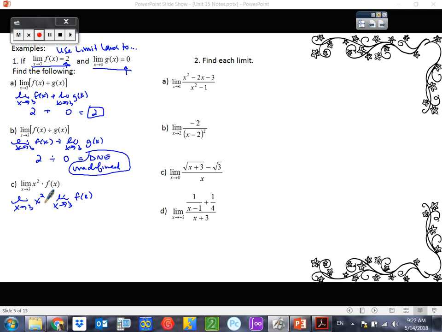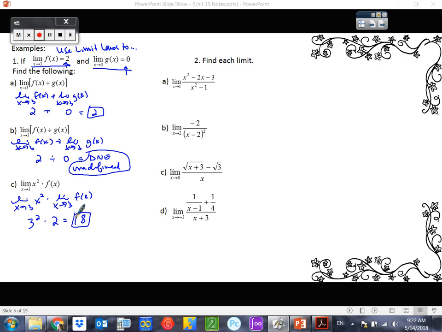So I plug in the 3 and I get 3 squared times. This one is one that we were given, right? We were given this up here. So we're going to use substitution and we're going to put a 2 in its place. And so my answer is actually 9 times 2, or 18. It is not x squared times 2, right? Because we can take that limit.